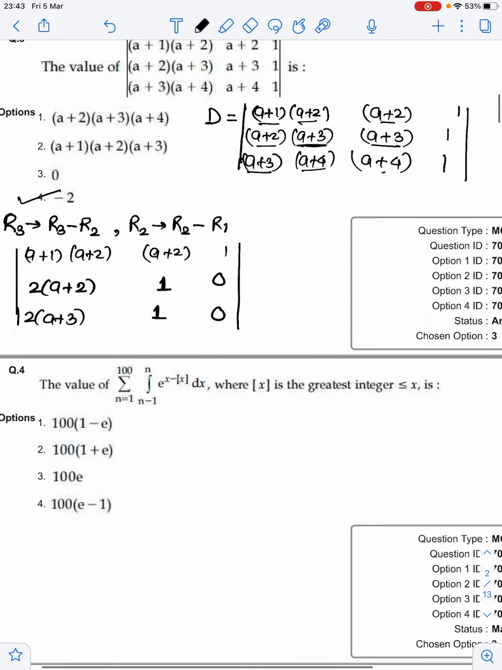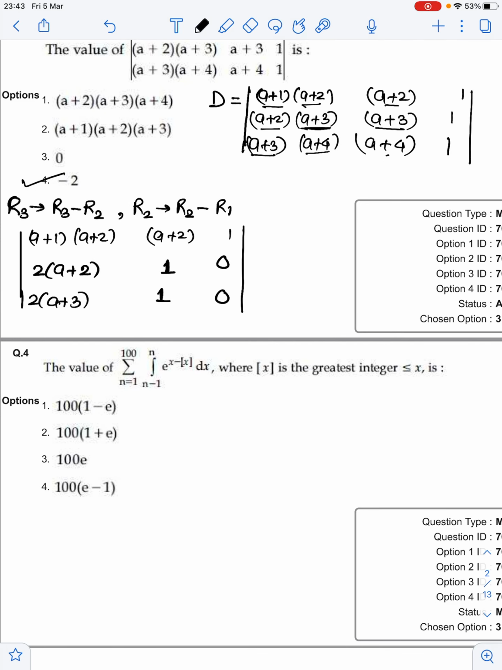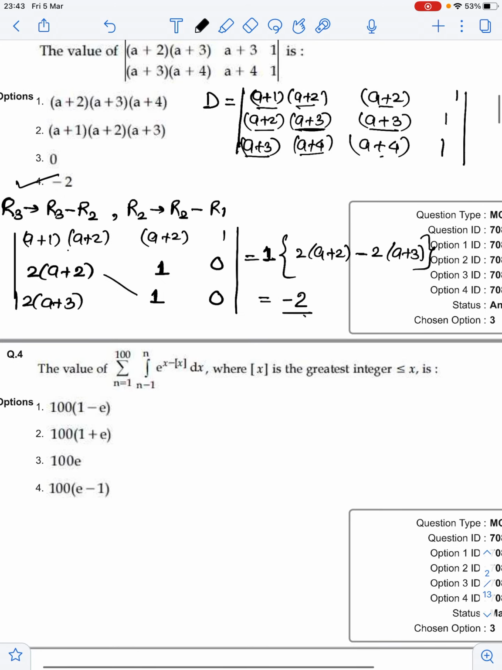So we have two 0s in column number 3. We can expand through this. When we expand, we get plus, minus, plus: 1 multiplied with 2 times a plus 2 minus 2 times a plus 3. So 2a cancels, 4 minus 6 is equal to minus 2. The final answer is option number 4.